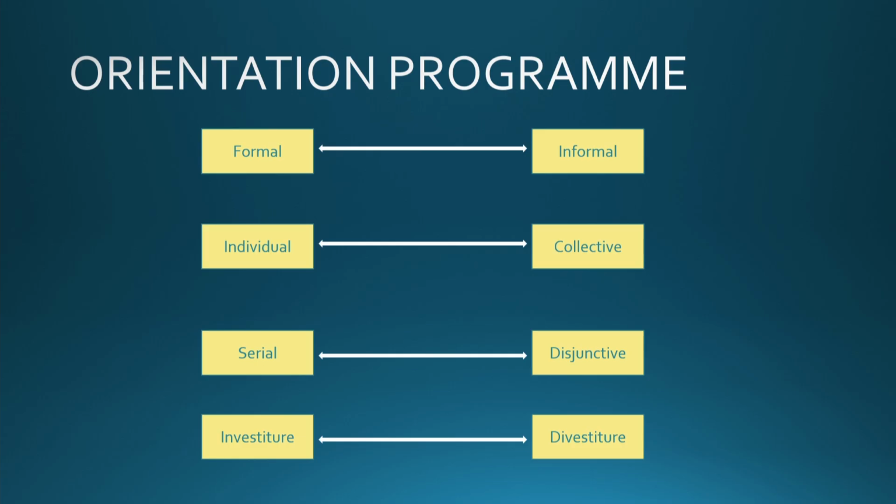Now we shall talk about different types of orientation programs. So what are the different types of orientation programs? We have first formal and informal orientation programs. Under the formal orientation program, there is written documentation in which the hierarchy, the members, time, place, everything is decided, wherein the new joinees attend seminars or conferences or workshops to understand the organizational pattern.